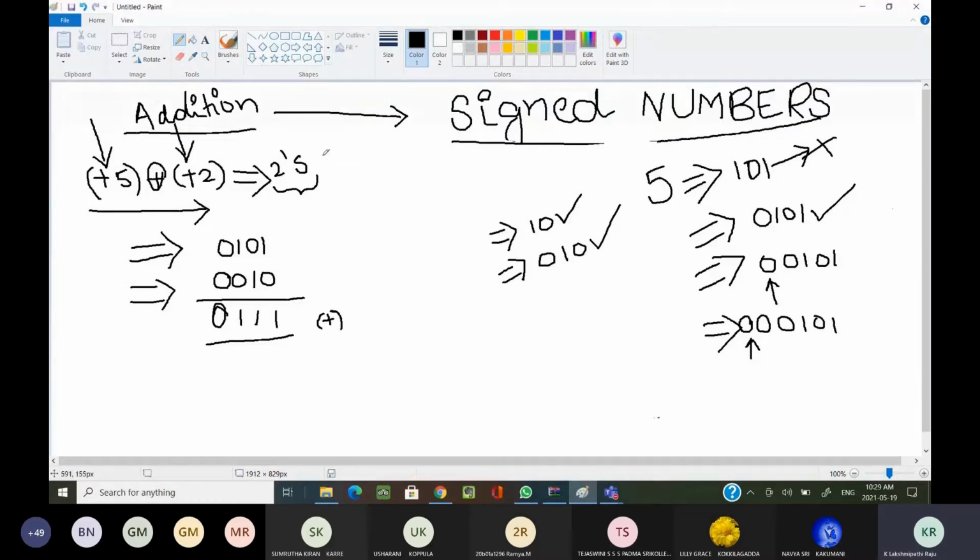Sir, you are saying that it is a 2's complement number. Why are you not converting these into 2's complement representations? Because these two numbers I have taken are both positive numbers. The positive representation is the same in all the cases.